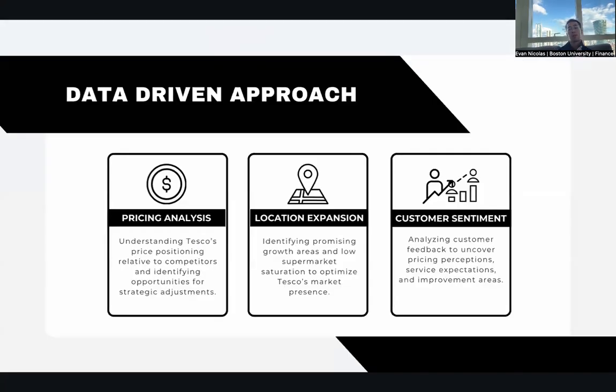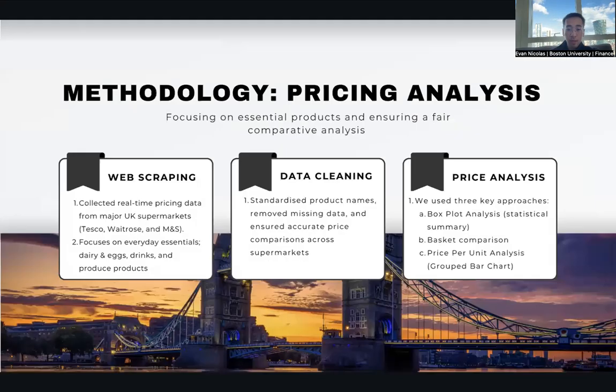Our approach is threefold. First, analyzing Tesco's pricing strategy along with Waitrose and M&S. Second is assisting in database expansion strategy based on supply and demand. And third is studying the customer experience of these supermarkets by conducting a customer sentiment analysis.